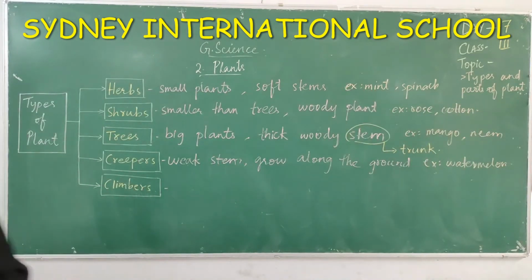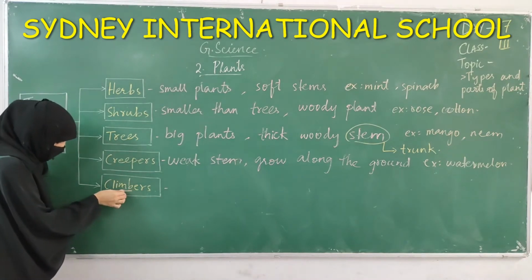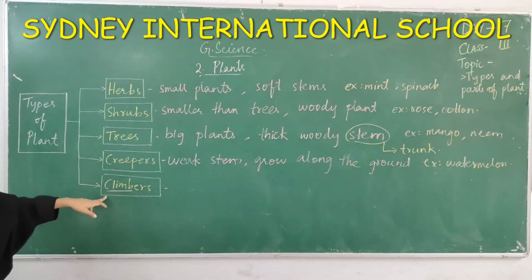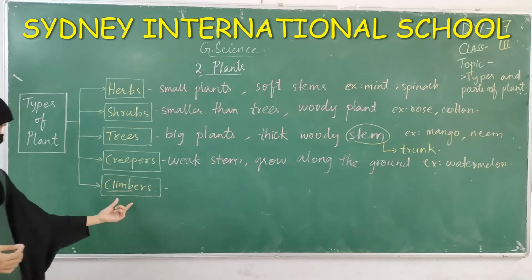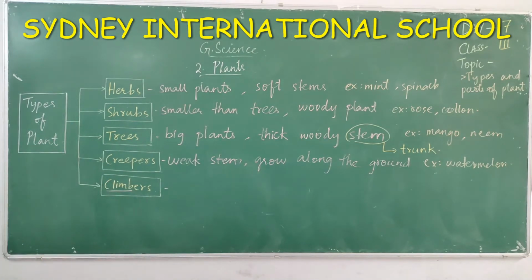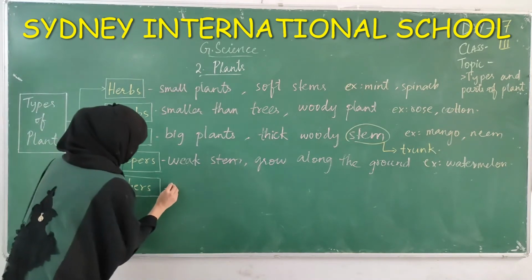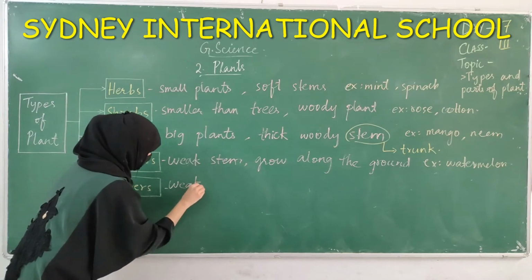Next we are having climbers. Last one. Climbers, with the name itself, it is saying climb. Climb means charhna. So like that, climbers are the type of plants that climb on other trees, or that climb on the walls, that climb on the pole to grow themselves. So climbers have weak stem. Why do they climb on others and grow themselves? Because they have weak stem. They climb up the stems of other trees or walls or poles. So here climbers are also having weak stem.